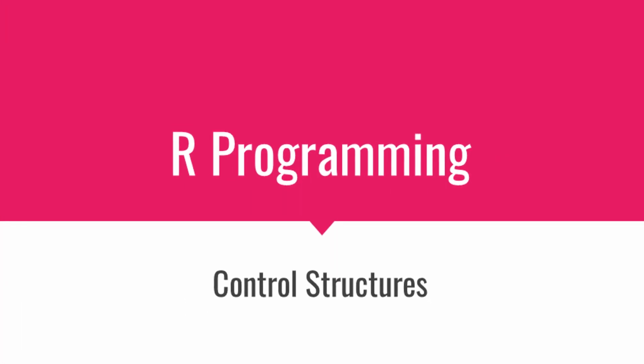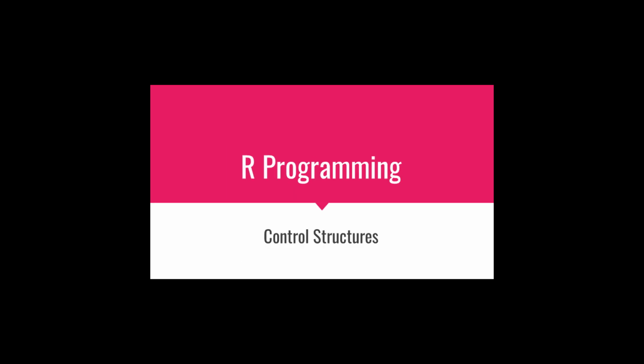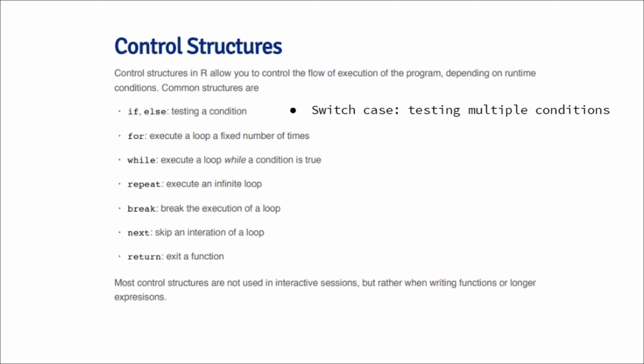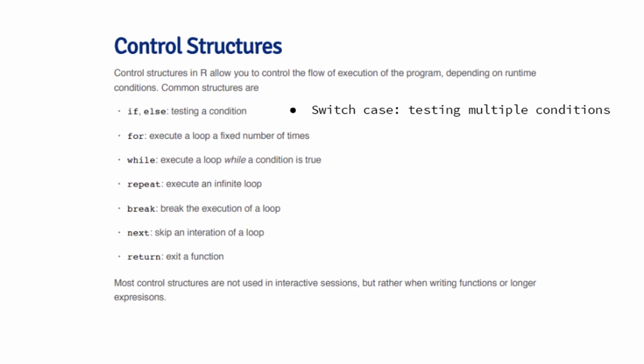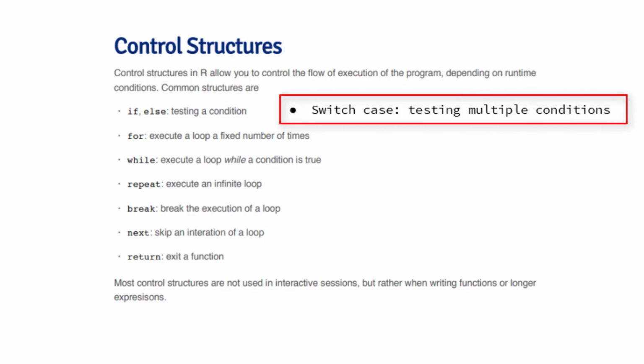In this lecture, we will talk about control structures in R. Control structures in R allow you to control the flow of an R program and are very similar to the control structures that you might see in other types of programming languages. The basic constructs are things like if-else for testing logical conditions, and the switch statement to test multiple conditions on one object. It's like if-else but more compact.